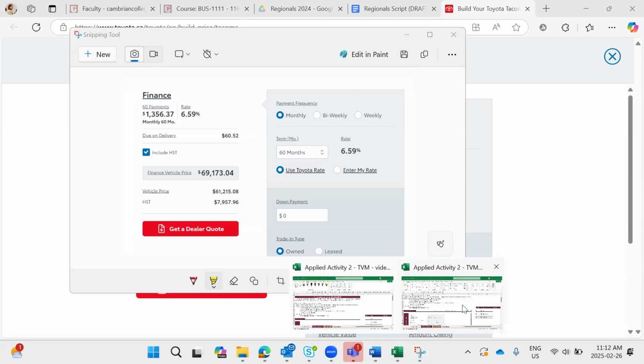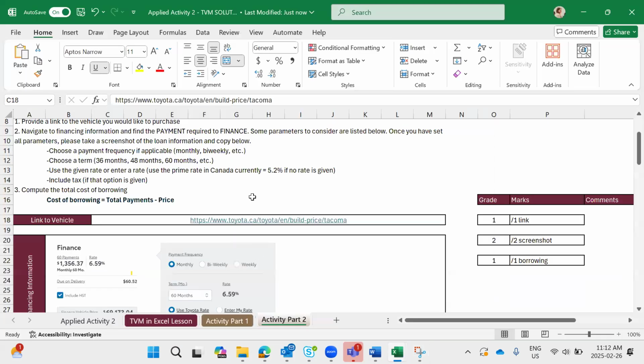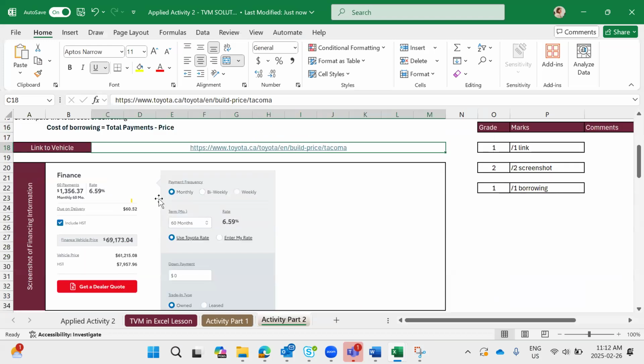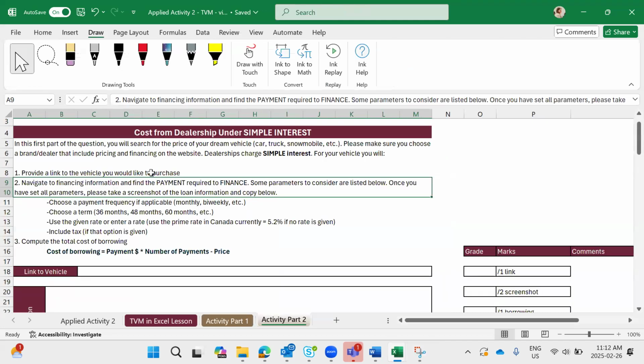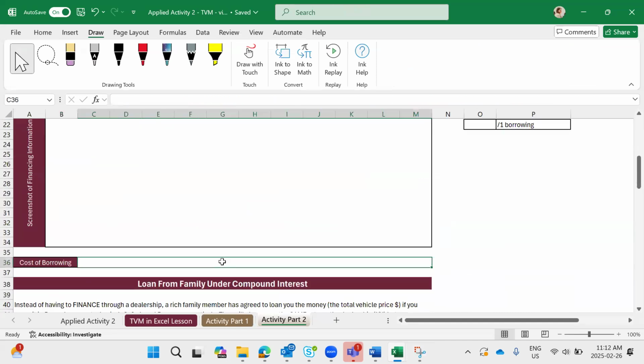So for example, here's the link to the Toyota website. I'd copy it in. Here is the amount of the payments based on the financing information. So you get marks just for putting these into your spreadsheet for whatever vehicle you want. It doesn't matter to me what you choose, just as long as you have the link and you have the financing information. Once you fill those two things in for your vehicle, you'll have to find the cost of borrowing.